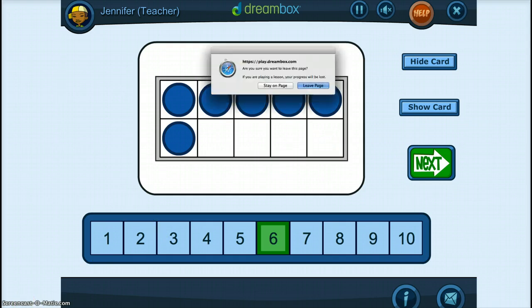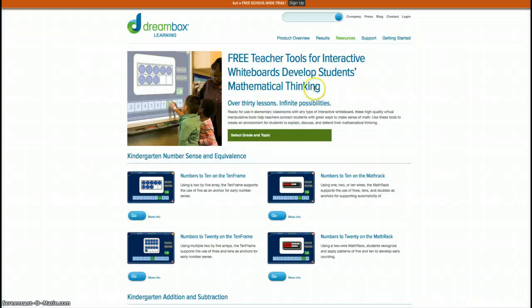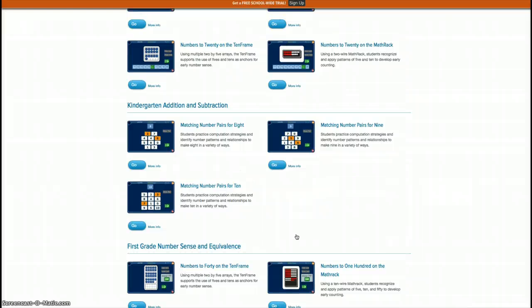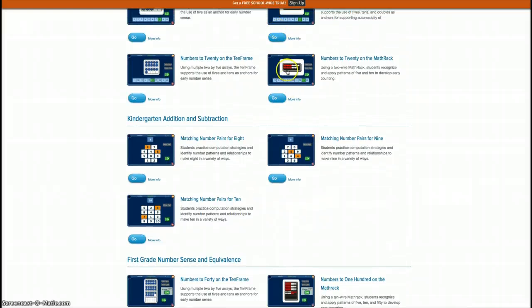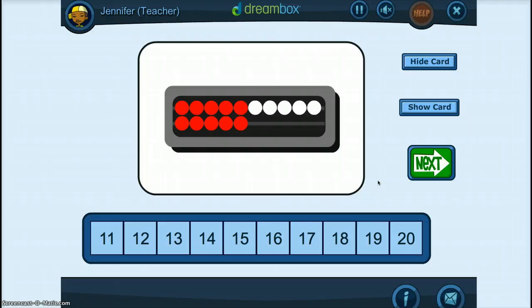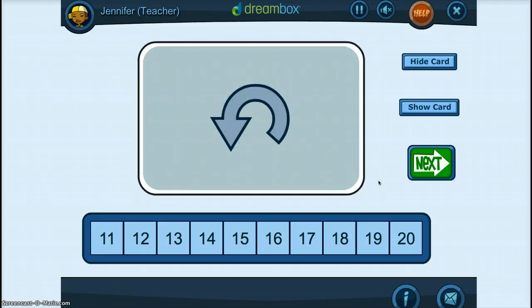Use the back button to go to the other tools. The next tool I'm going to show you is actually numbers to 20 on the Math Rec. For those of you who have participated in some of our system learning, you'll know that the Math Rec is also referred to as a Rekenrek. Right away, again, I'm now starting to develop that sense of number beyond 10, and the Math Rec's power really is from adding and subtracting numbers to 20.